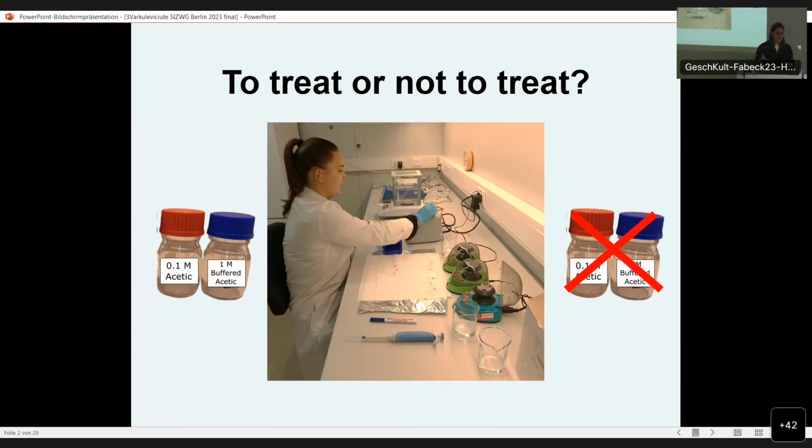What acid do I use? What's the concentration of the acid? How long do I leave it in? And I've definitely had this problem. This is the whole reason why we came up with this.